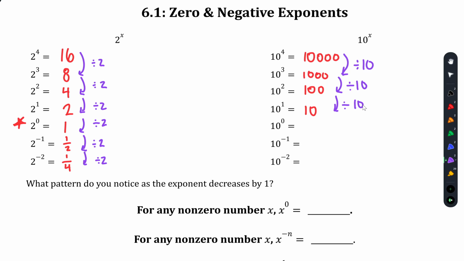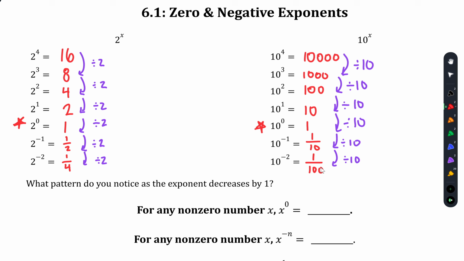So 10 to the 0th power, I divide by 10 once again. 10 to the 0th power is 1. 10 to the negative 1st power, I divide by 10 again. 1 divided by 10 gives me 1/10. And then one last time, if I divide 1/10 by 10 again, I'll have 1/100.